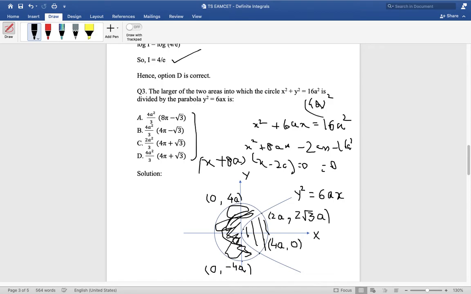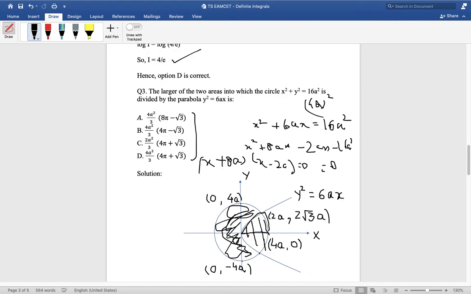So first I will find out this smaller area and then I will subtract this smaller area from the area of the circle, which is very easy, pi r square. R is what? 4a. So 16a square into pi minus this area, I will get my solution. So how will I compute this area? The upper portion is equal to the lower portion. The area of the upper and the lower are equal because of symmetry. So I will just calculate this upper portion.